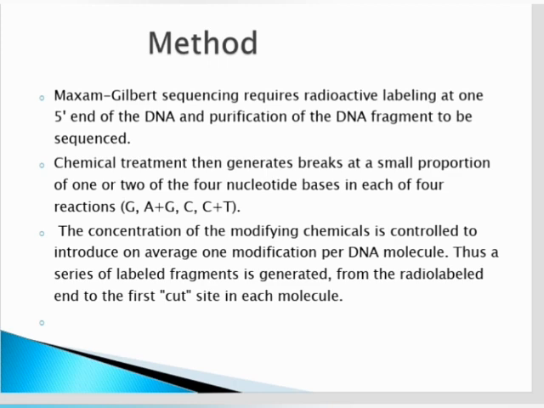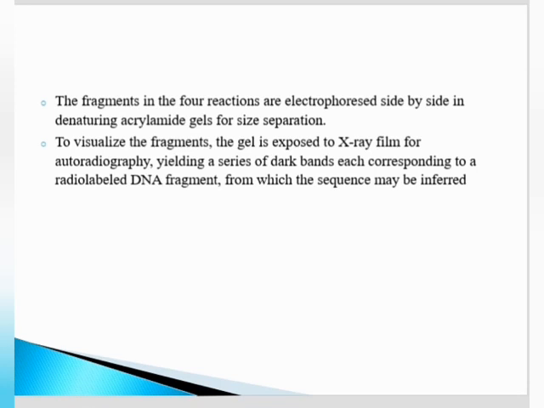Chemical treatment then generates breaks at a small proportion of one or two of the four nucleotide bases in each of four reactions. The concentration of the modifying chemical is controlled to introduce on average one modification per DNA molecule. Thus, a series of labeled fragments is generated from the radiolabeled end to the first cut site in each molecule. The fragments in the four reactions are electrophoresed side by side in a denaturing acrylamide gel for size separation. To visualize the fragments, the gel is exposed to X-ray film for autoradiography, yielding a series of dark bands, each corresponding to a radiolabeled DNA fragment from which the sequence may be inferred.